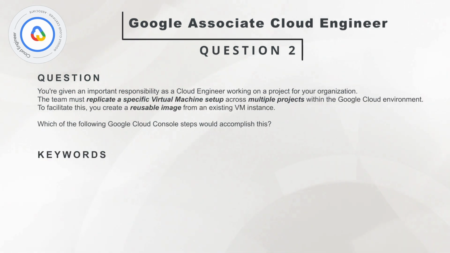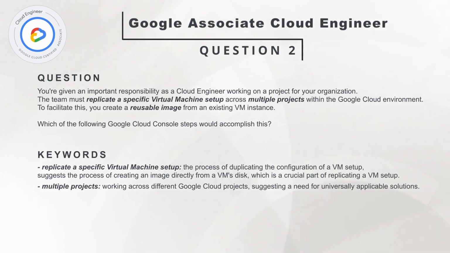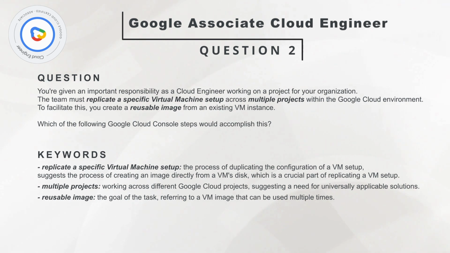Keywords. Replicate a specific virtual machine setup: the process of duplicating the configuration of a VM setup suggests creating an image directly from a VM's disk, which is a crucial part of replicating a VM setup. Multiple projects: working across different Google Cloud projects suggests a need for universally applicable solutions. Reusable image: the goal of the task, referring to a VM image that can be used multiple times.